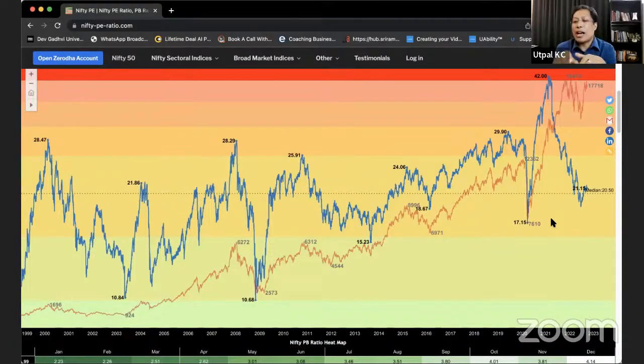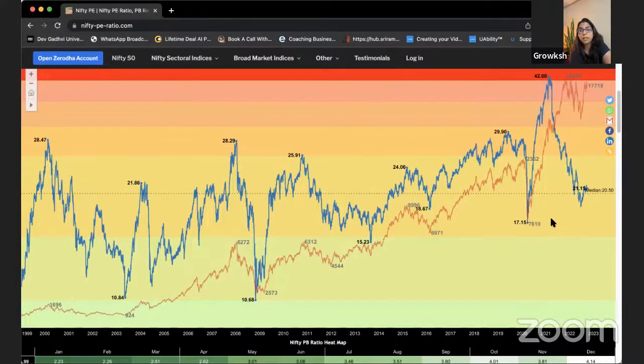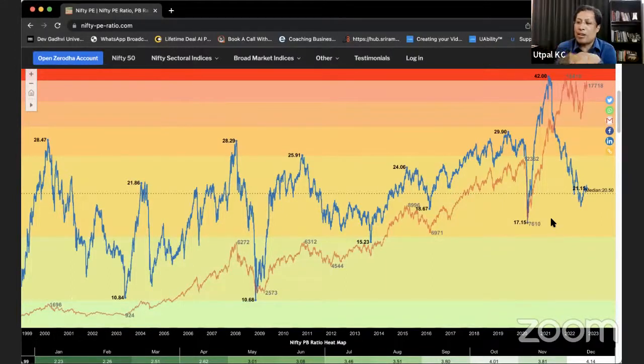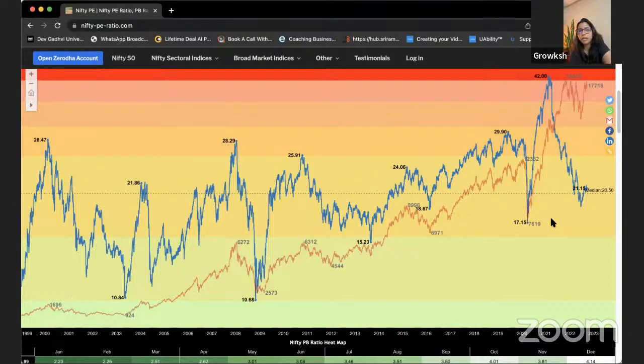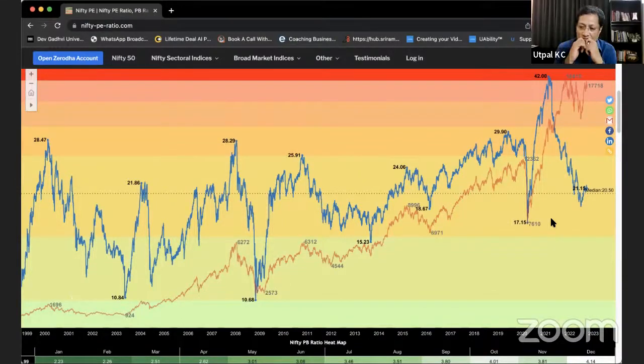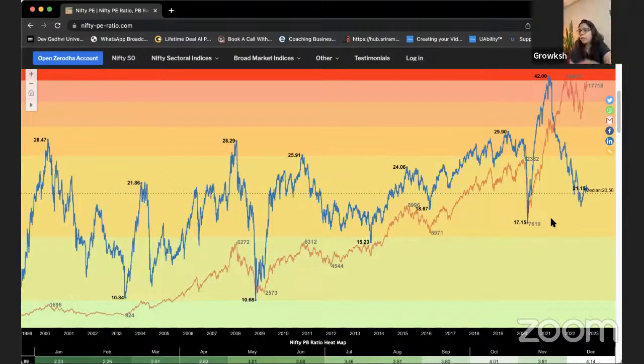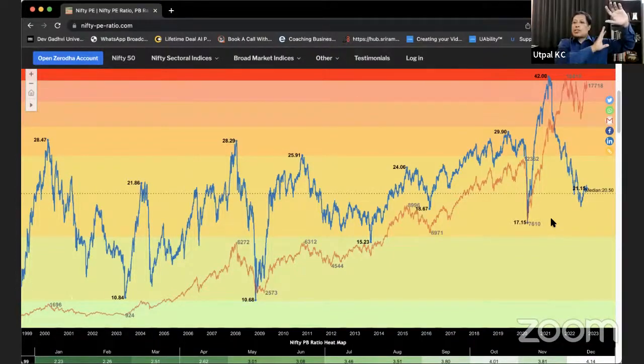Now tell me, suppose the PE is 20.5 and tomorrow it goes to 25. The median will remain 20.5, right? PE goes up to 25. So what do you think? The risk is high or low? The risk will be high, because when PE goes up, it will try to come back to its median. Exactly. The probability is very high.